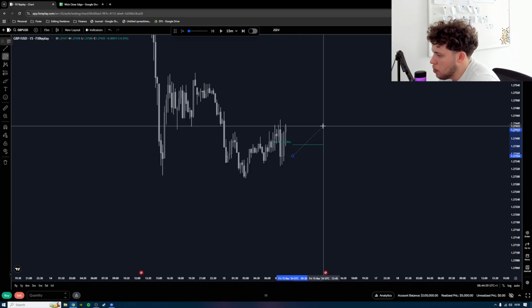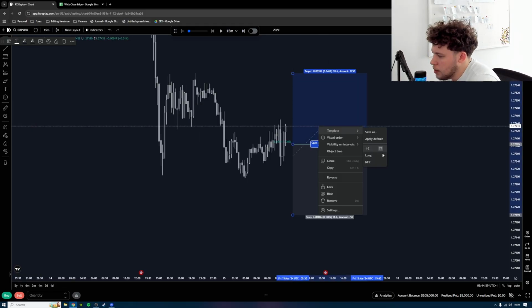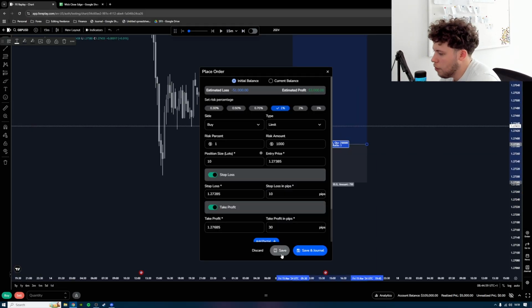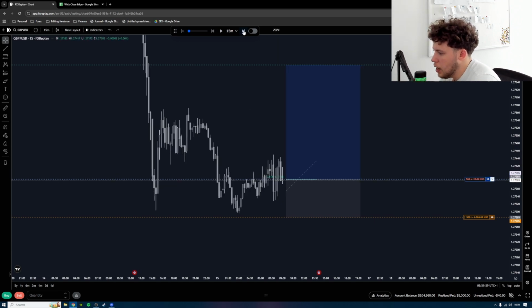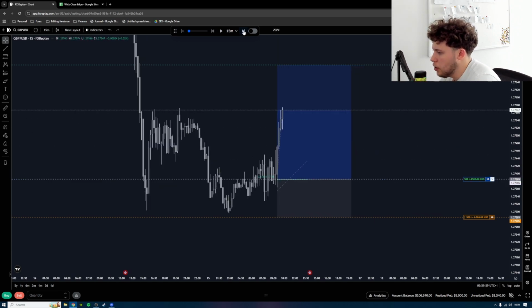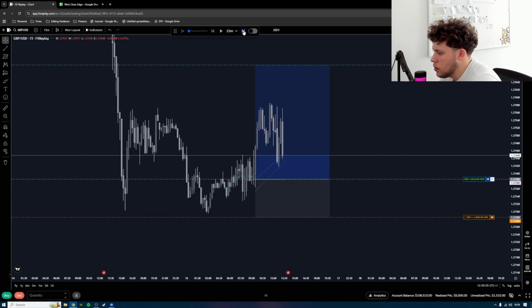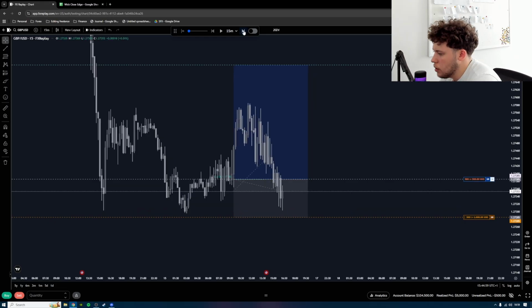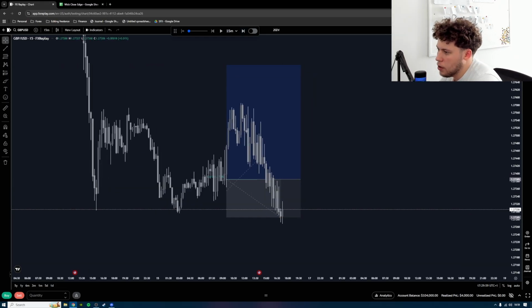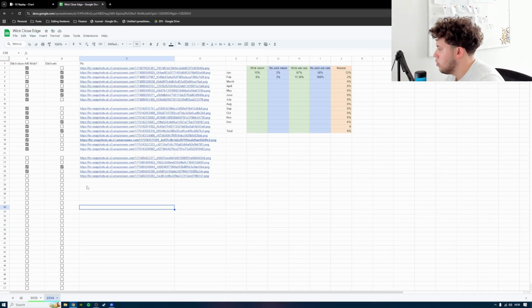Not a very good one, but it is a break, so we do need to take this. Again, not a valid trade because we haven't broken above this wick. As you kind of know the strategy, that's what we're looking to do. So let's see, and that is going to lose, so make sure that we mark this on. It did not close above.